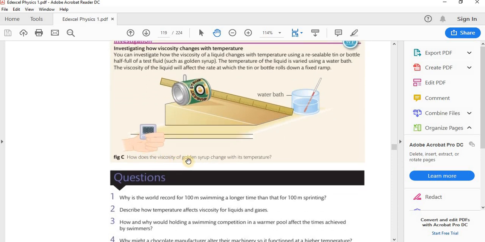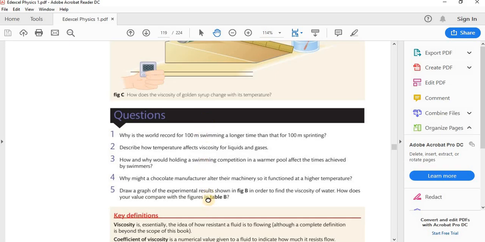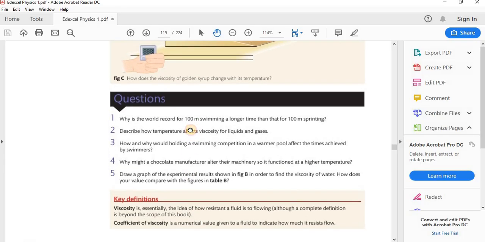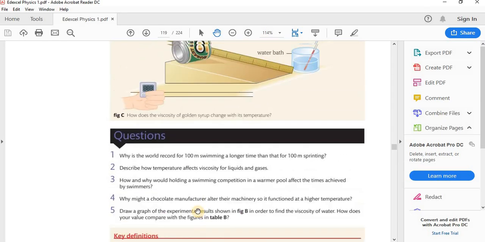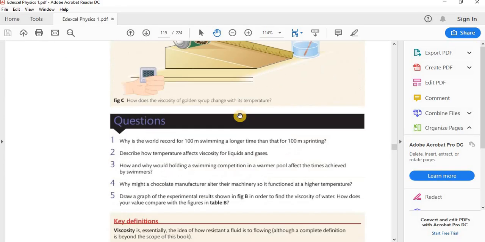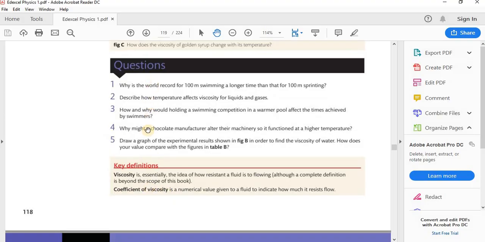Okay, so they are asking how the viscosity of golden syrup changes with temperature, and I already told you. So you can answer all these questions. I'm asked why the viscosity of gas increases with temperature. That's another thing. What you need to remember is this. Maybe after the lesson we can discuss that, but this is the most important part. That's another topic. All right, so you can answer these questions.